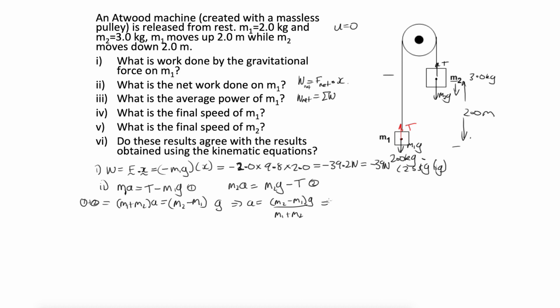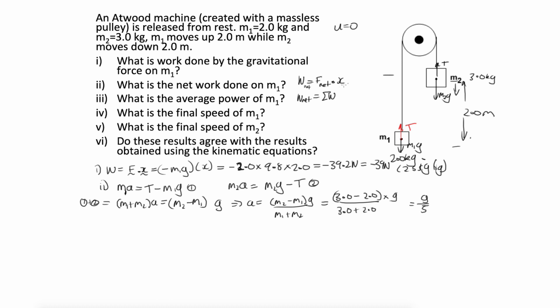So we can calculate what this is. M2 was 3 kilograms, m1 was 2 kilograms, so that's times g over 3 plus 2. And so this is 3 minus 2 is 1, so 1 divided by 5. So we've got g on 5 is the acceleration of the system.